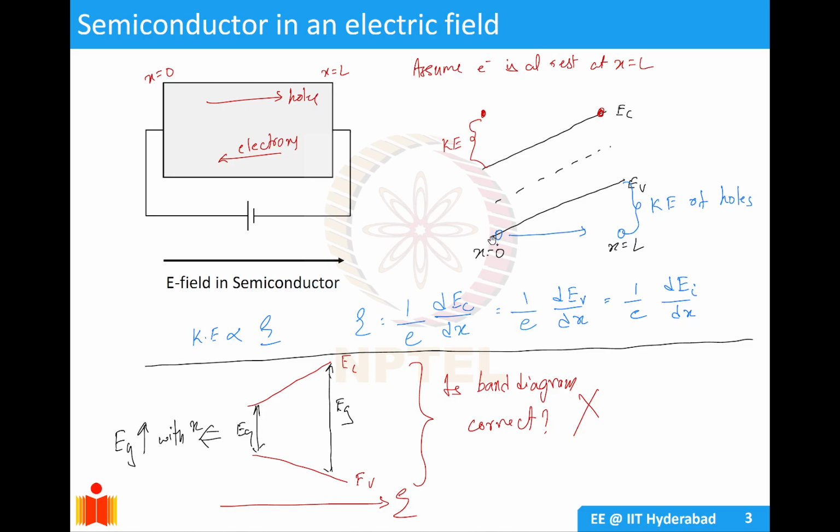Similarly, for holes, we consider it at rest at x equal to 0, and as it goes towards x equal to L, it gains kinetic energy, and that kinetic energy is reflected in the shift in EV. So we can say that kinetic energy is proportional to the electric field, and therefore the electric field is given as 1 by e dEc by dx, or 1 by e dEv by dx, or 1 by e dEi by dx. Any of them is the same.